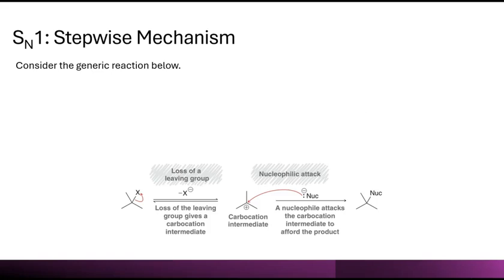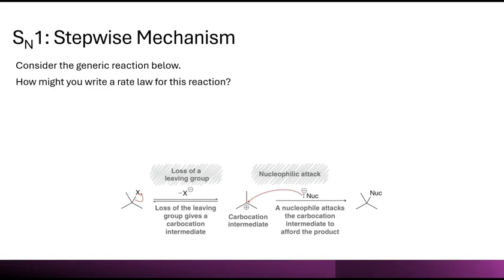SN1, stepwise mechanism. Consider the generic reaction below. We have a substrate where we have a tertiary carbon. We have the leaving group leave, which will result in a carbocation intermediate because the leaving group leaves with the shared electrons. Carbon will have a formal charge of +1. Now that it's a formal charge +1, the nucleophile can then attack that carbocation center to produce the product.